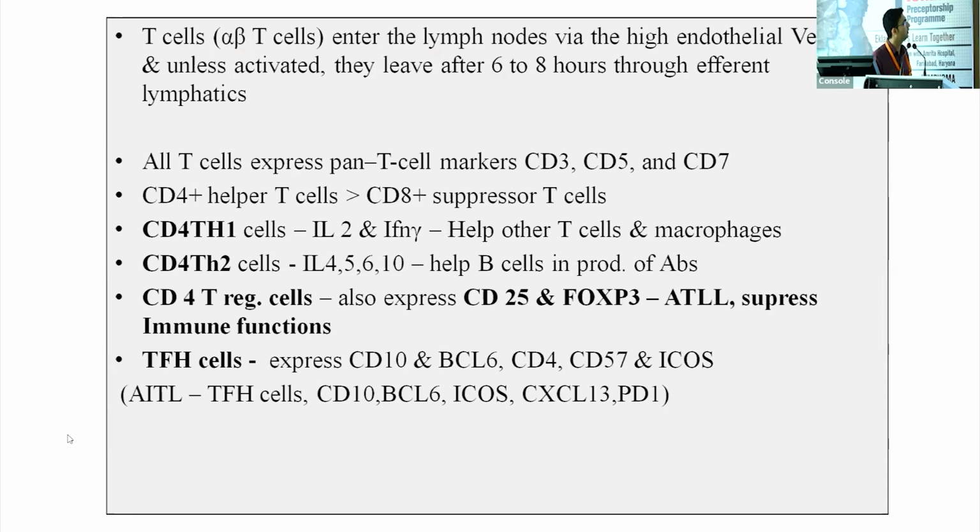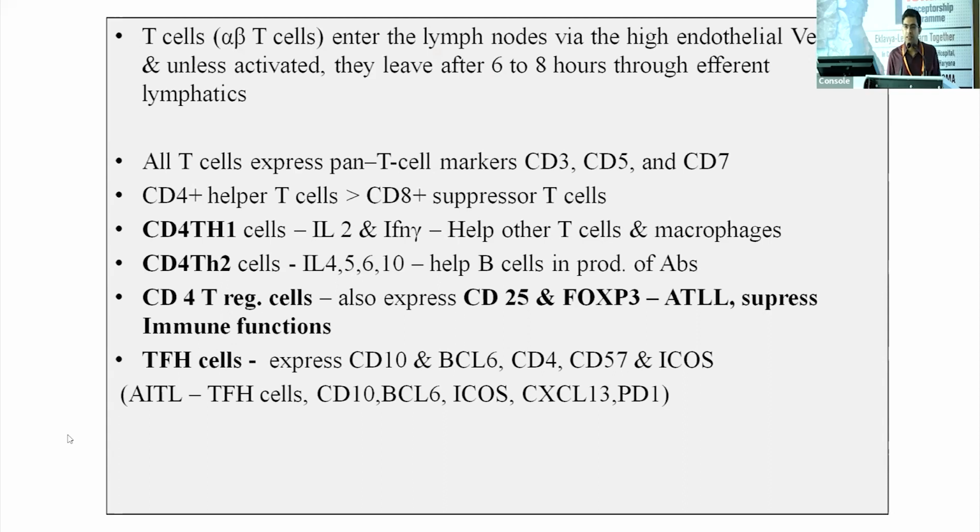CD4 plus T cells are very important. I would like to go briefly into CD4 plus T cells. CD4 plus helper T cells are definitely more in number. They can be Th1, Th2, and T regulatory cells. The Th1 cells help other T cells and macrophages by producing interleukin 2 and interferon gamma. Th2 cells produce IL-4, 5, 6, and 10 and help B cells in the production of antibodies. T regulatory cells are very important.